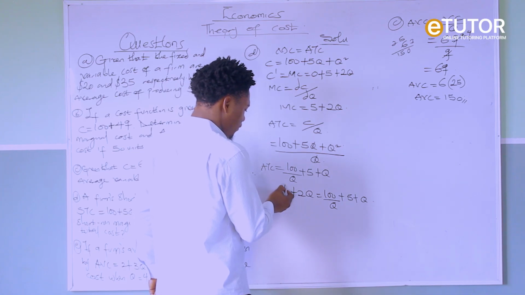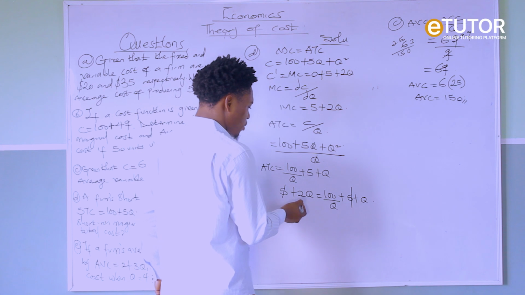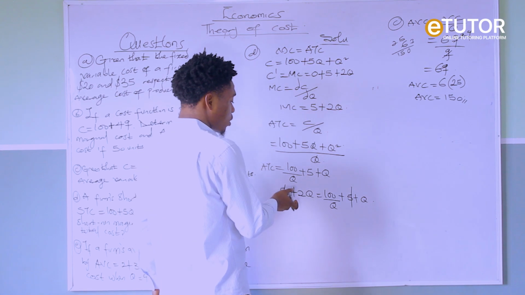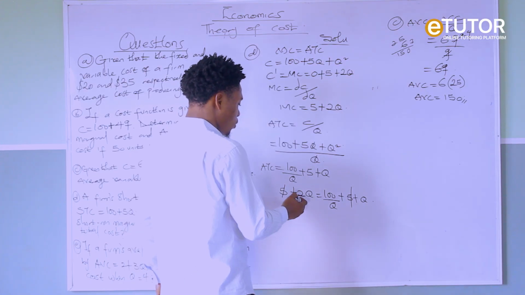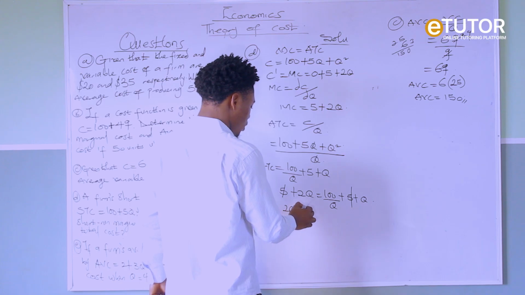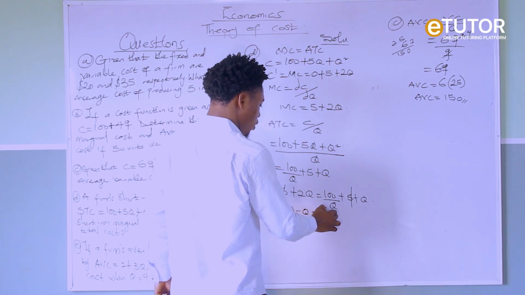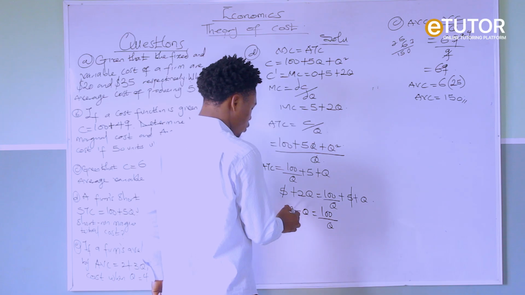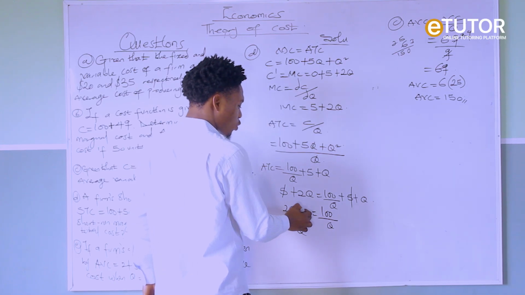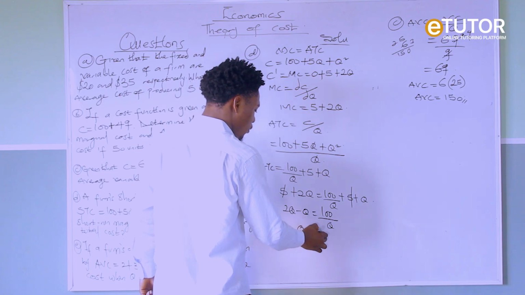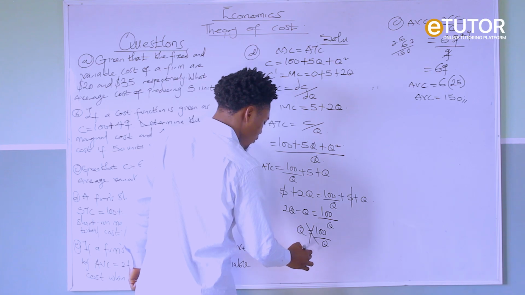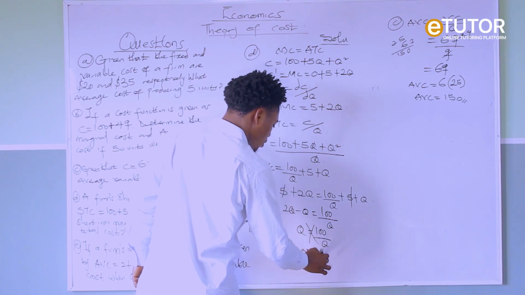Now 5, we cancel 5 because we want to collect like terms. When 5 comes here, it becomes minus 5. So 5 minus 5 becomes 0. So we have 2q. Let's bring this here, minus q equals 100 over q. So 2q minus q will give us q, right? Because 2q minus 1q will give us q. So we have 100 divided by q. Then we cross multiply.